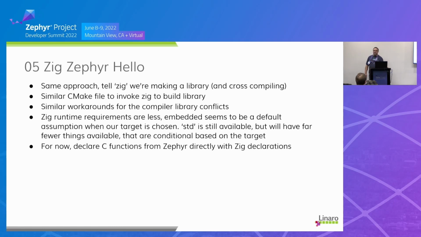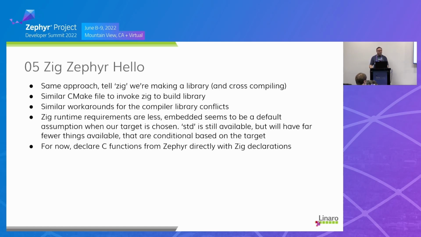So guess what? We could do the same thing in Zig. We're going to make a library. We're going to cross-compile. We're going to do exactly the same thing with CMake, except with a Zig command. The Zig runtime requirements are less. It didn't require that panic thing. They're kind of assuming you're a module.